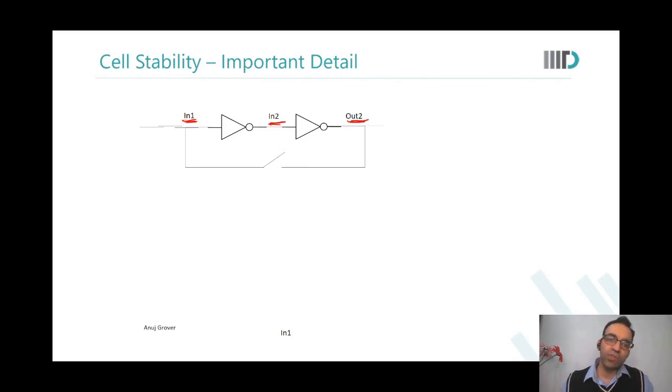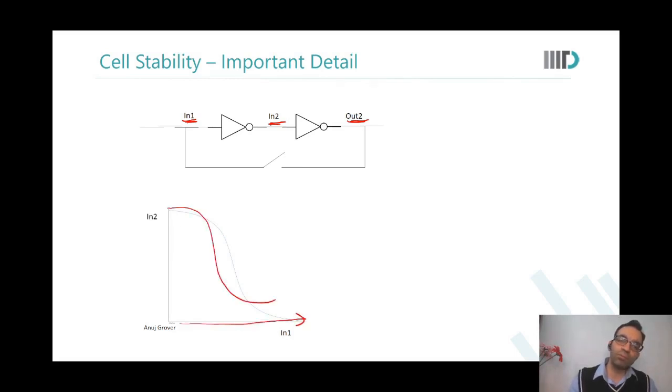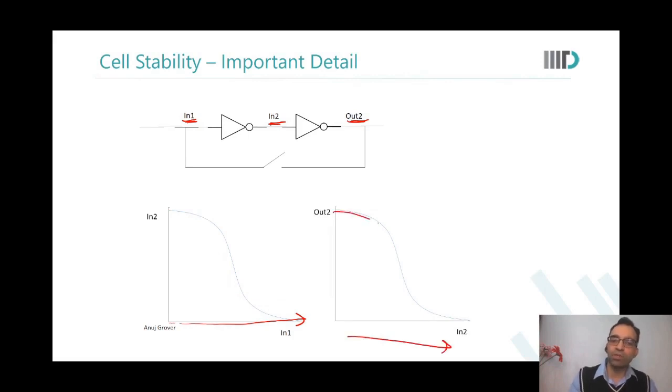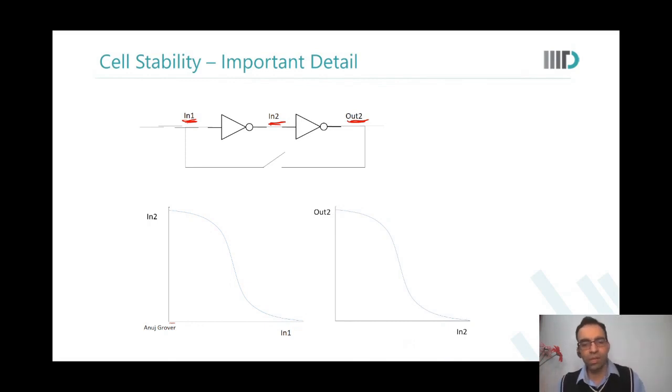In 1, in 2, and out 2 are the 3 nodes that we are talking about over here. If we look at the transfer characteristics of the 2 inverters, what do we see? That as in 1 rises, in 2 would fall. Then as in 2 rises, out 2 would fall. Are you with me on this? These are the transfer characteristics of these 2 inverters. Is that clear? Any questions still here?